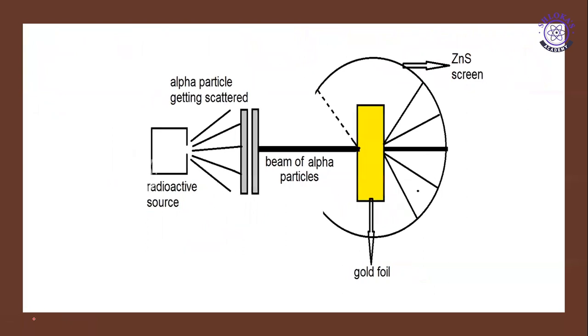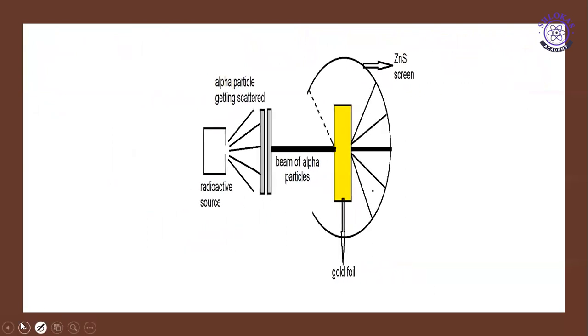Then observations. What are the observations that we will discuss? What were the observations made by the scientist Rutherford? After the experiment, compulsorily we should go for observations. Rutherford and his team made 3 major observations. The first observation I am discussing here.